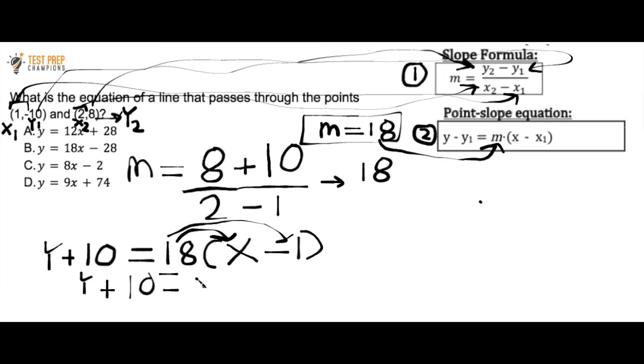equals 18x minus 18. Now you could have also dealt with the plus 10 first. I decided to deal with that last. But what I'm trying to do here, I need to get y by itself on the left-hand side of the equation. So I have y plus 10.